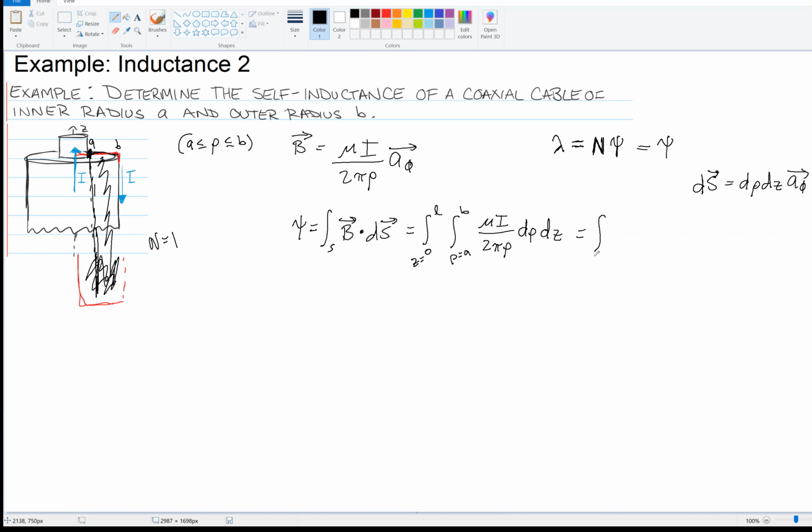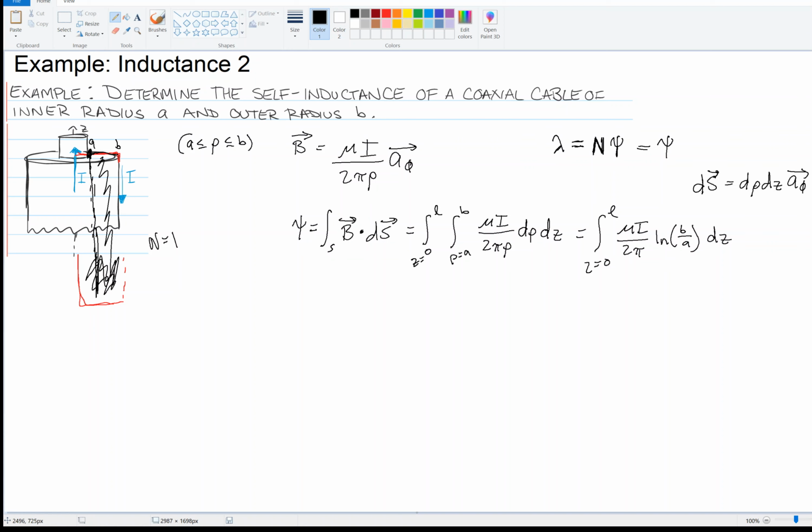I've got a rho there, and everything else is constant here. So when I integrate with respect to rho, I've got essentially 1 over rho, and the integral of 1 over rho is natural log of rho, and then I'll plug in b and I'll plug in a, and then I'll use a property of logarithms. Natural log of b minus the natural log of a is the natural log of b over a. So this turns out to be mu I over 2 pi times the natural log of b over a dz. And notice there are no z's in there. That's nice, so that's all a constant as far as z is concerned.